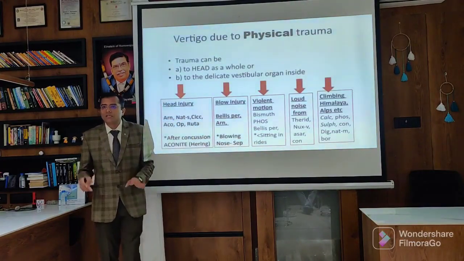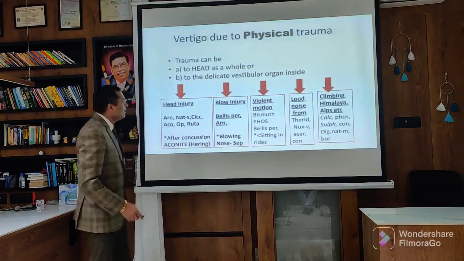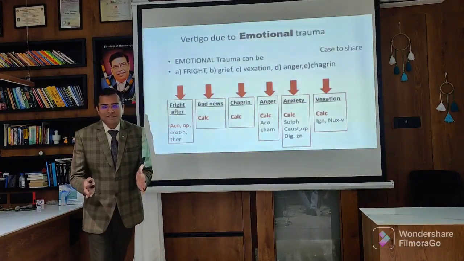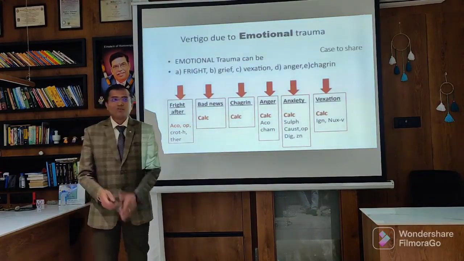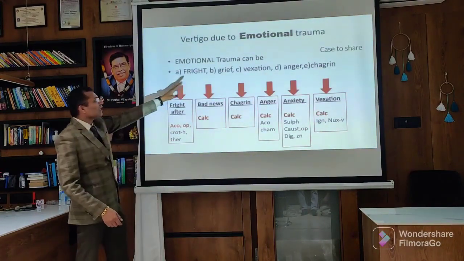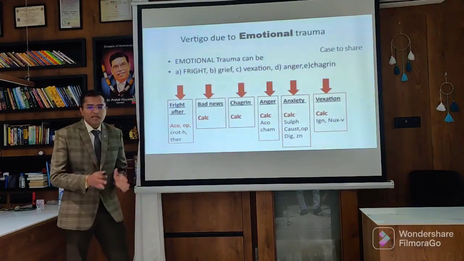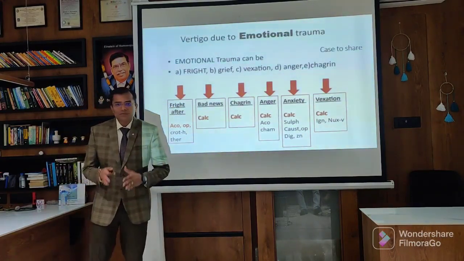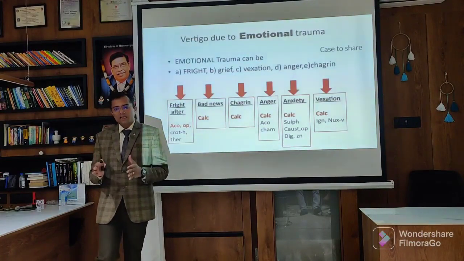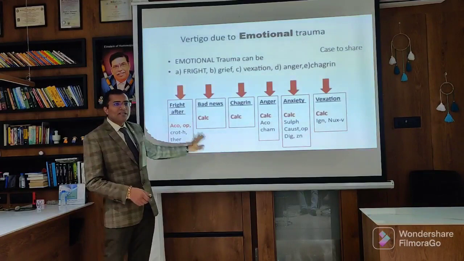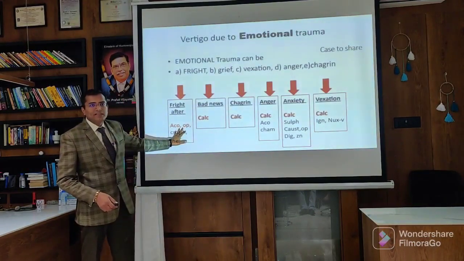So these are the physical traumas. Now the very important aspect of this slide is our today's understanding of calcarea. So when you find emotional trauma, either due to fright, grief, vexation, anger, or chagrin. So when you find fright, something happens and suddenly you have vertigo.